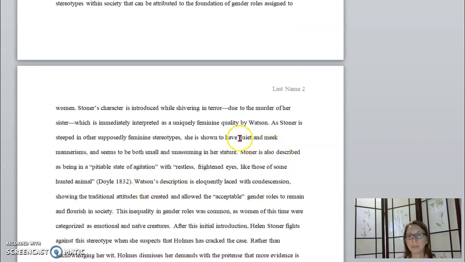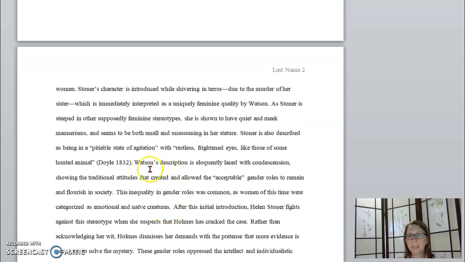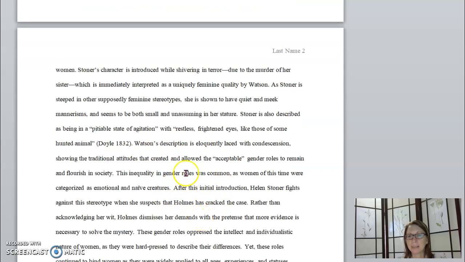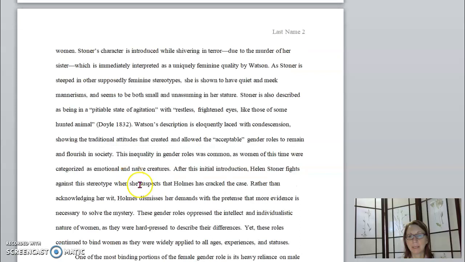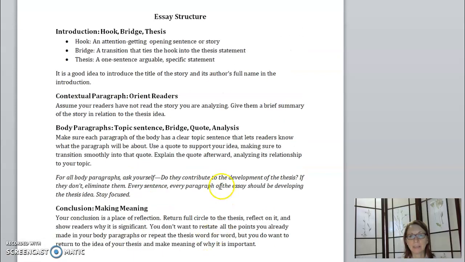You see also that she's brought a quote in that specifically supports that topic sentence. And afterwards, she's analyzed that quote and let readers know how the quote ties in with the topic as well. So next, let's ask ourselves this question.